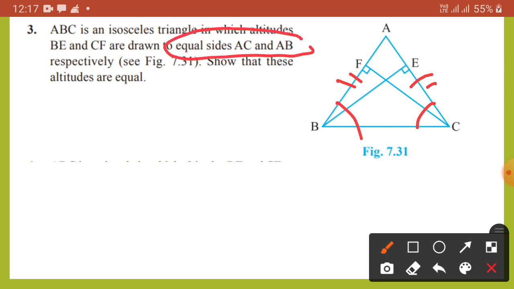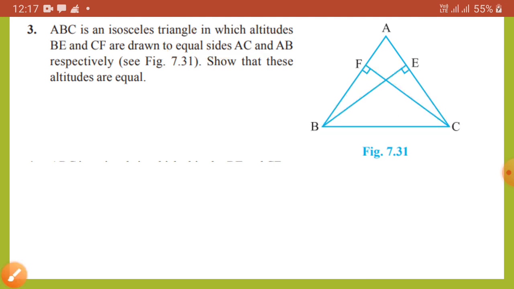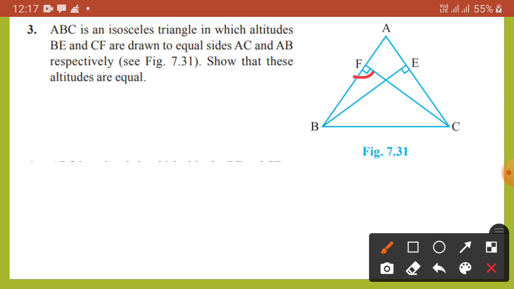Equal sides AC and AB respectively. So AB is equal to AC, given. Now in right triangle BFC, this triangle, and triangle CEB, in both triangles, angle BFC, this angle, is equal to angle CEB, as each of these angles is equal to 90 degrees.